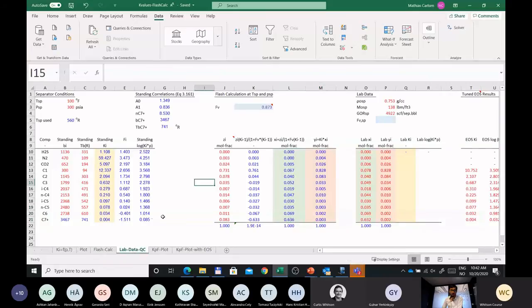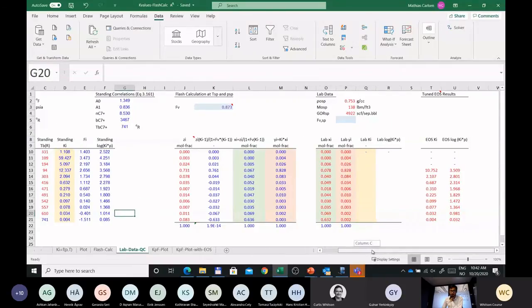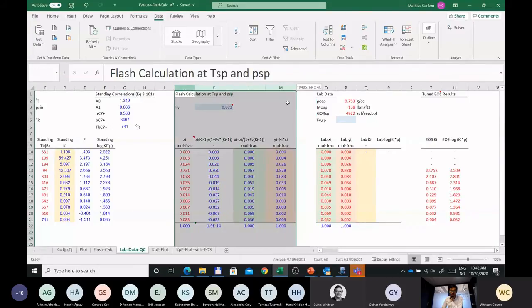We can also do this Hoffman QC that we will do on the next slide. So if we go to this next sheet, that's lab data QC, and here we can see this is something we have done now in the previous sheet.